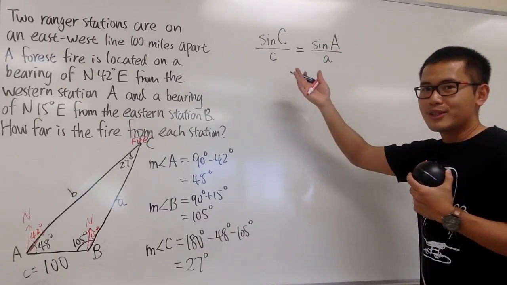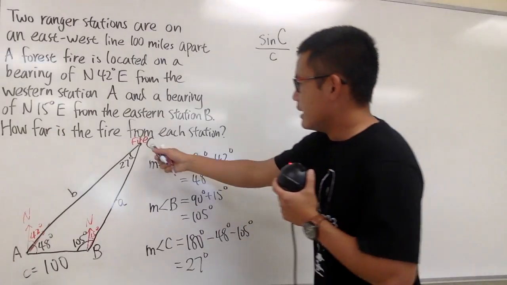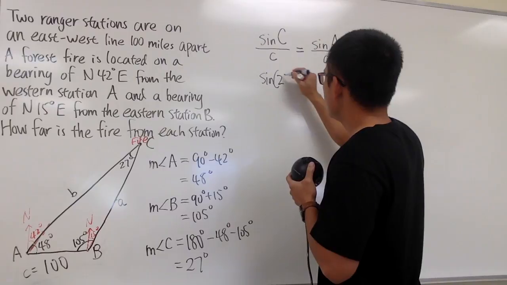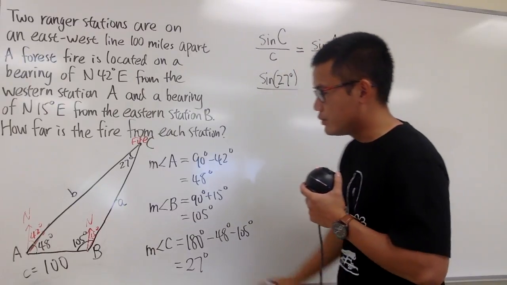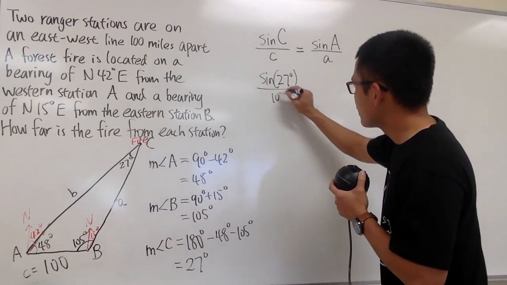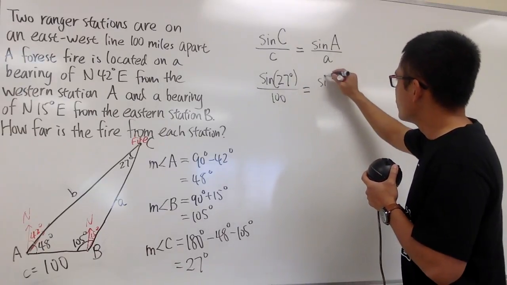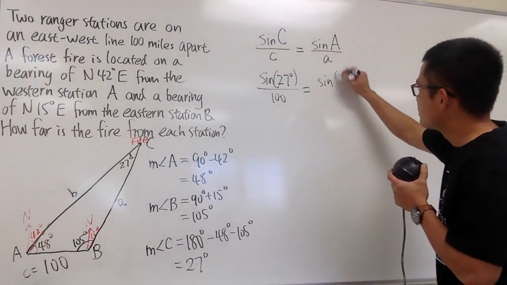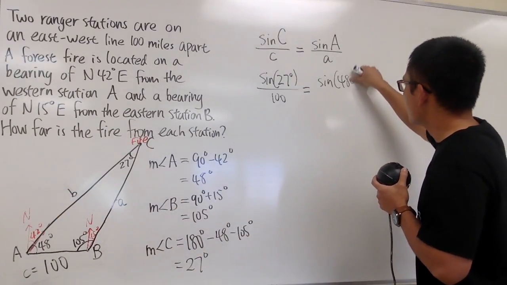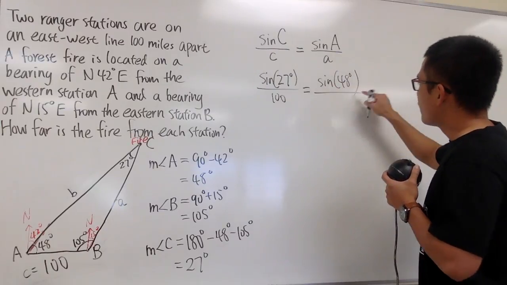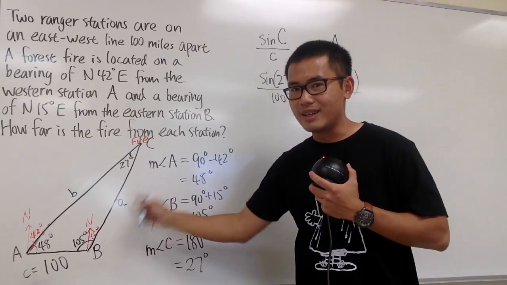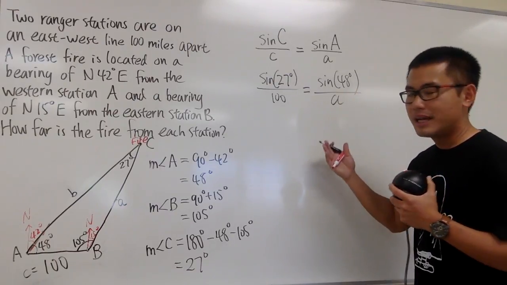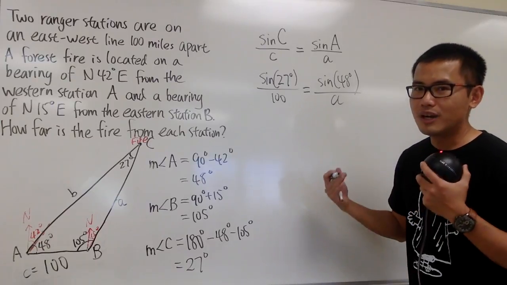Okay, so we're just going to be plugging in numbers. C is 27 degrees, so on the left-hand side, we have sine of 27 degrees over little c, which is 100. So let me just put this down right here. And that will be equal to sine of A. We know what A is, which is 48 degrees. So let's put that down right here. 48 degrees over little a, which is the variable that we're trying to solve. So let's put down a right here.